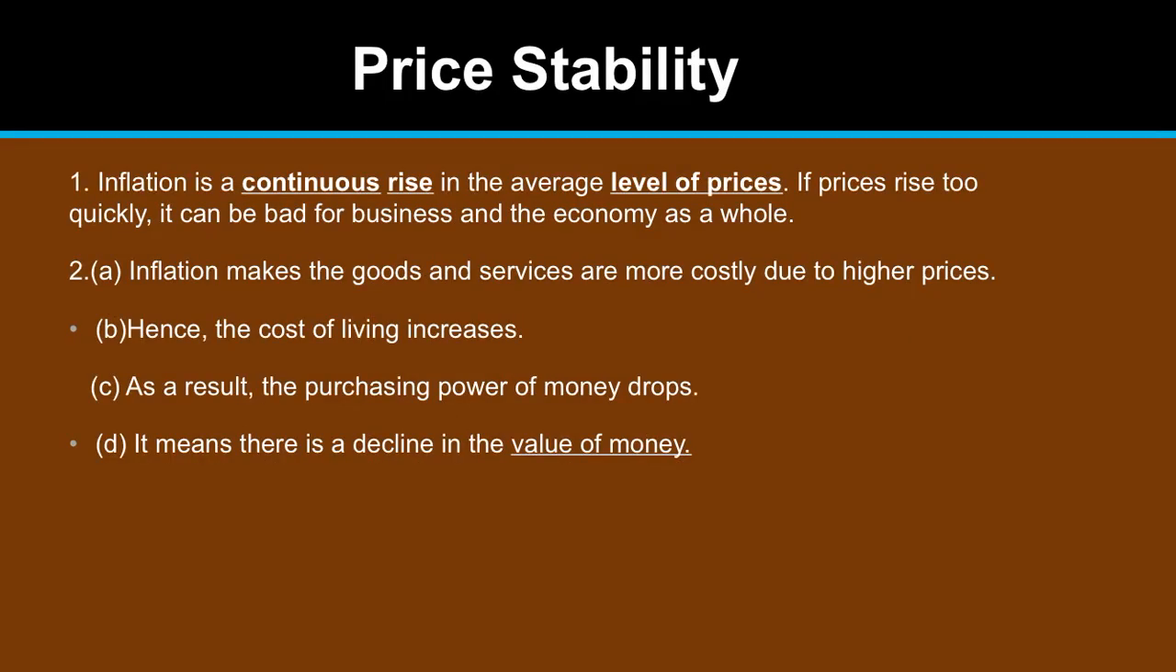So next, the next macro aim of the government is price stability. Price stability means the government aims to achieve a stable general price level. General price level means prices of all the goods and services. The general price level can be calculated using the consumer price index or producer price index or retail price index, which we will learn later in later chapters.